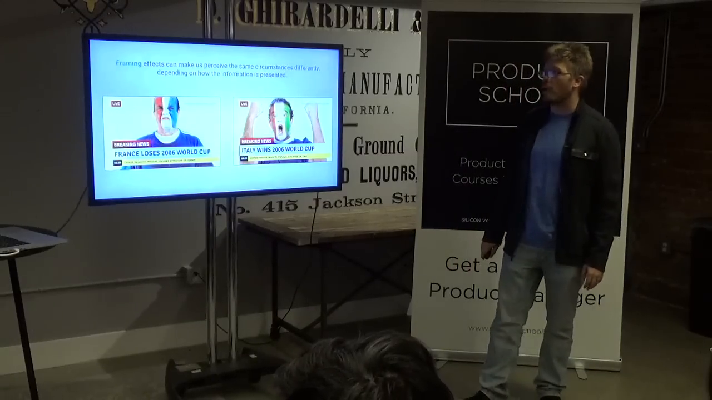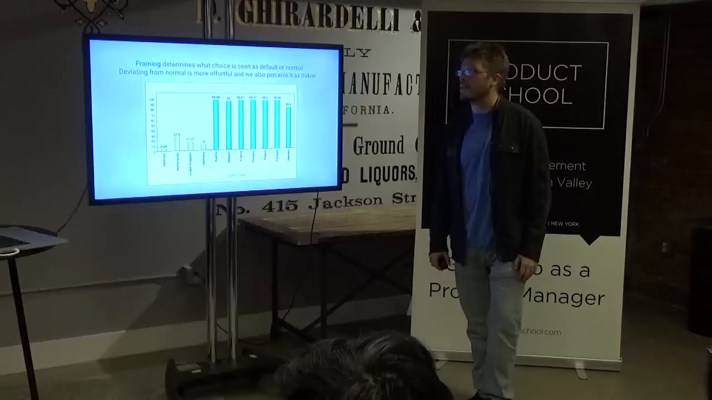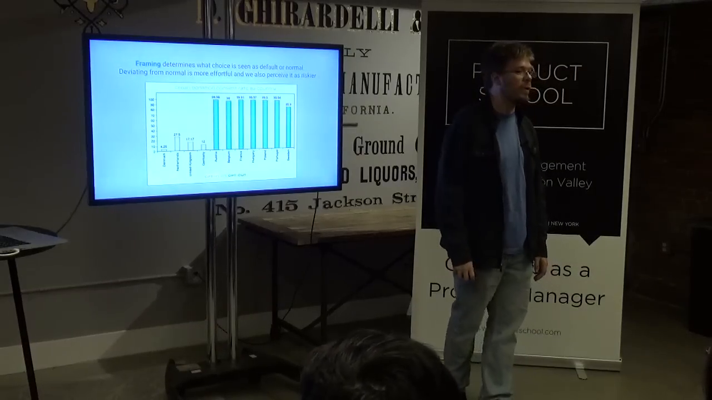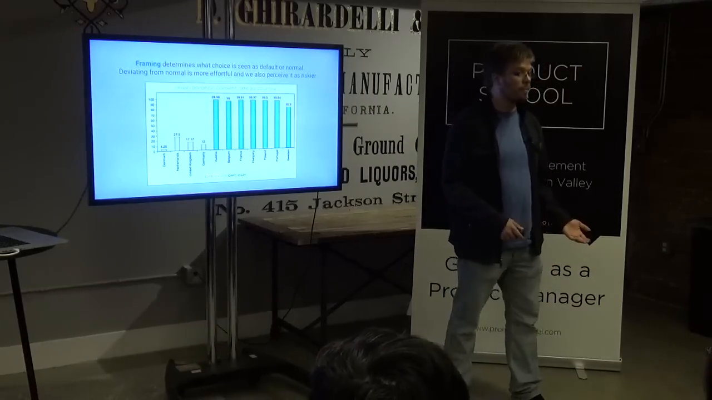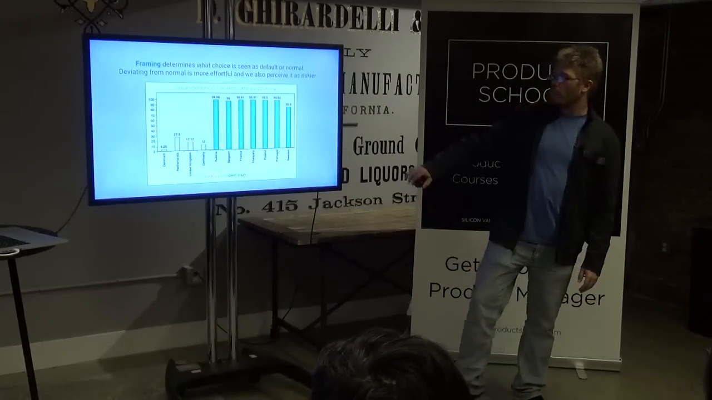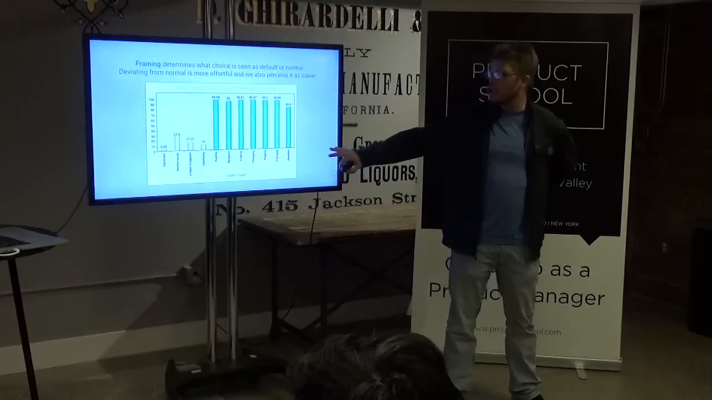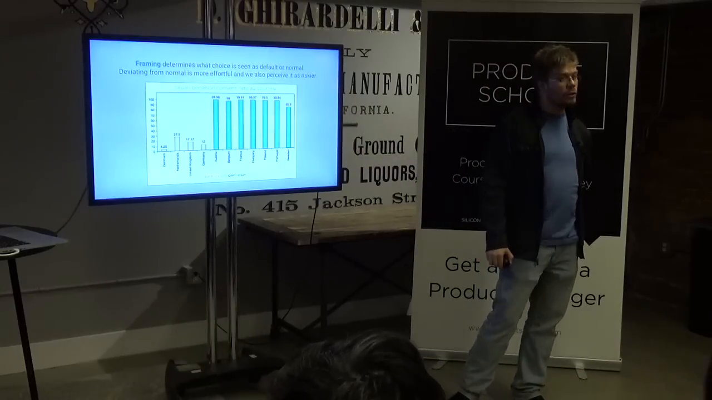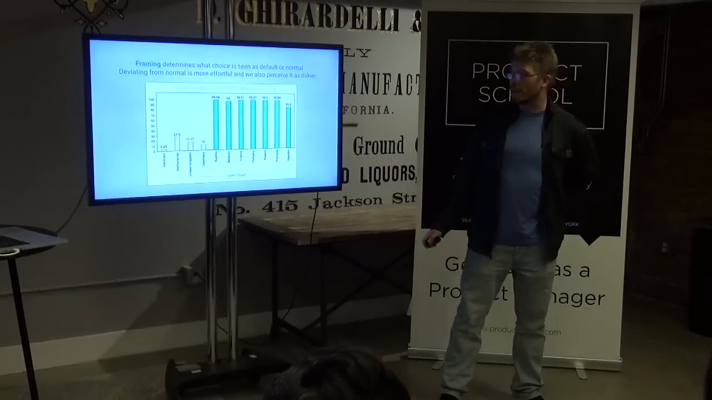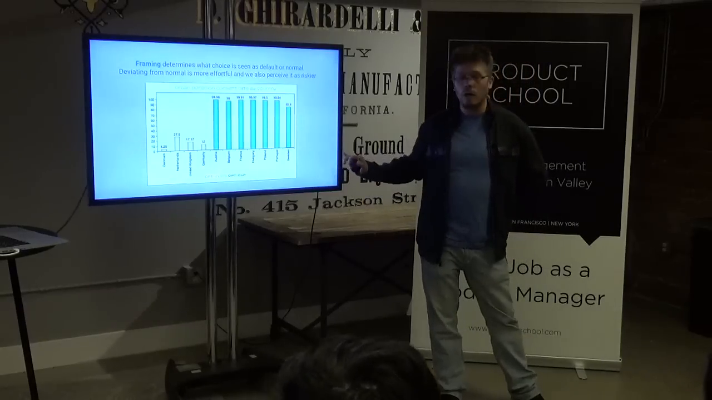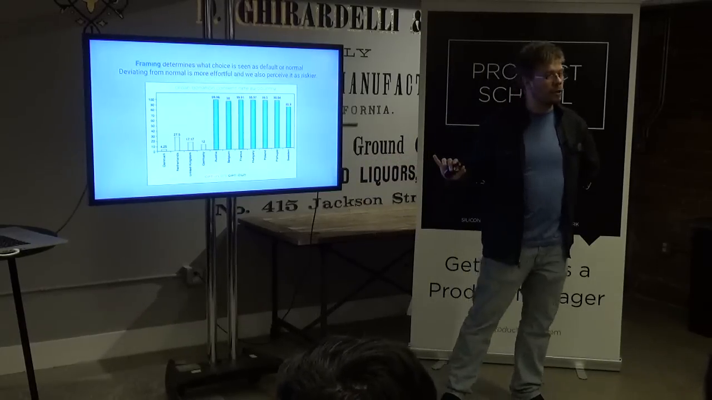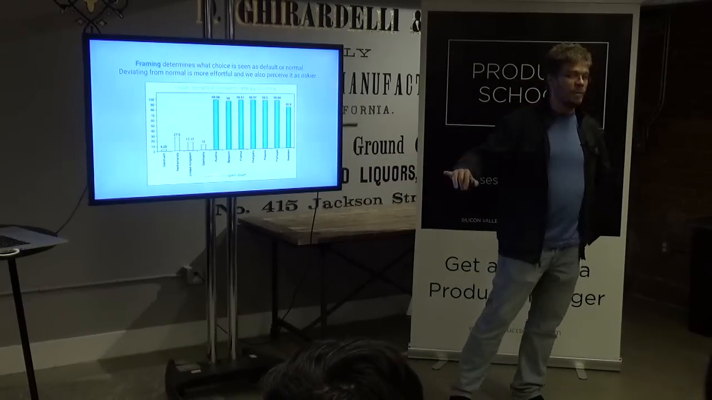Probably the most important part of how framing affects how we see things is that framing tends to determine what we see as default or normal. I'm sure many of you have heard this stat before, whether or not you've seen this graph. This is showing the consent rate for organ donation by country, with countries in blue, the forms are opt-out, and countries in orange, the forms are opt-in.